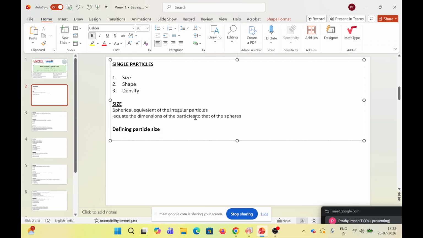In order to define the particle size, specifically the irregular particle size, there are two different types of definitions. One is the Martin's diameter and another one is Ferret's diameter. So, anyone who knows the definition or what this Martin's diameter and Ferret's diameter mean?